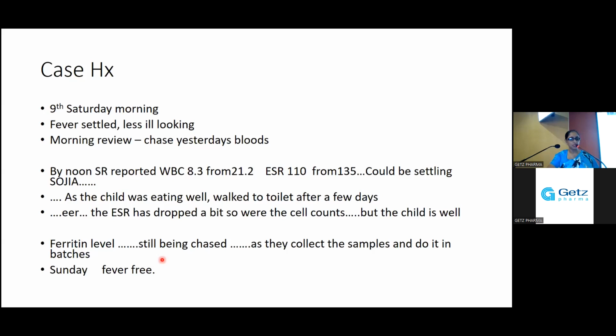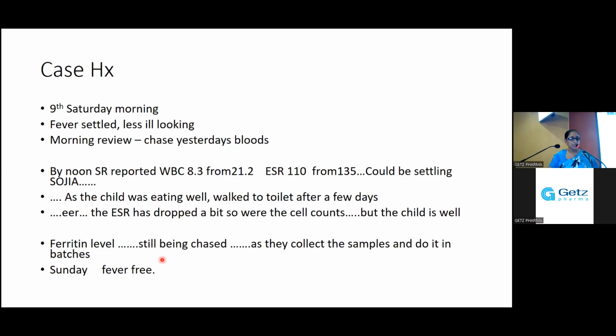By noon, he reported WBC has come down to 8.3 from 21.2. ESR is 110 from 135. Could be settling, as the child was eating well, walked to toilet after a few days. That was the first time he walked after 2-3 days. He was always asking to be taken in the wheelchair. We were discussing the ESR has dropped a bit, so were the WBC, but the child is well. We thought we knew and had control over the situation.